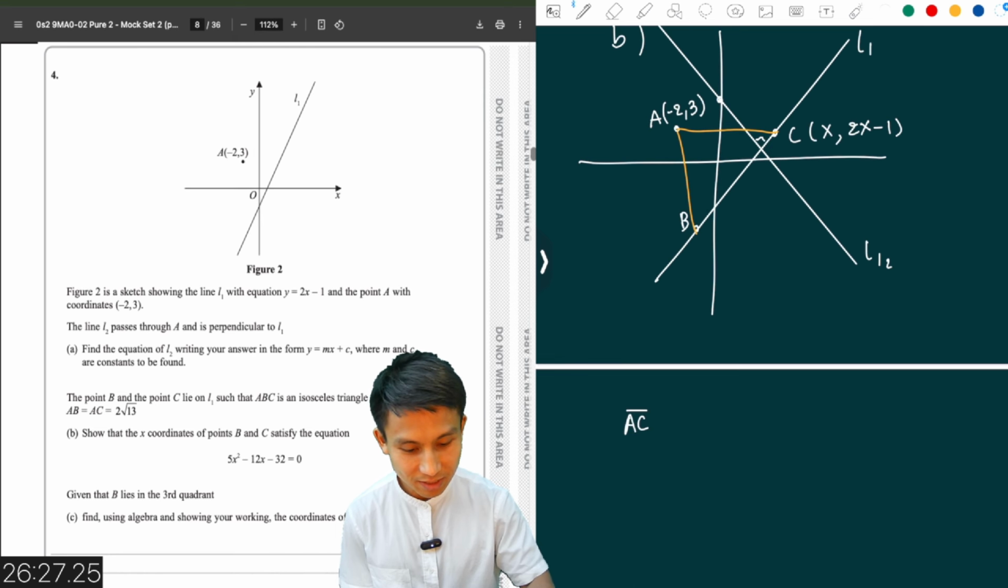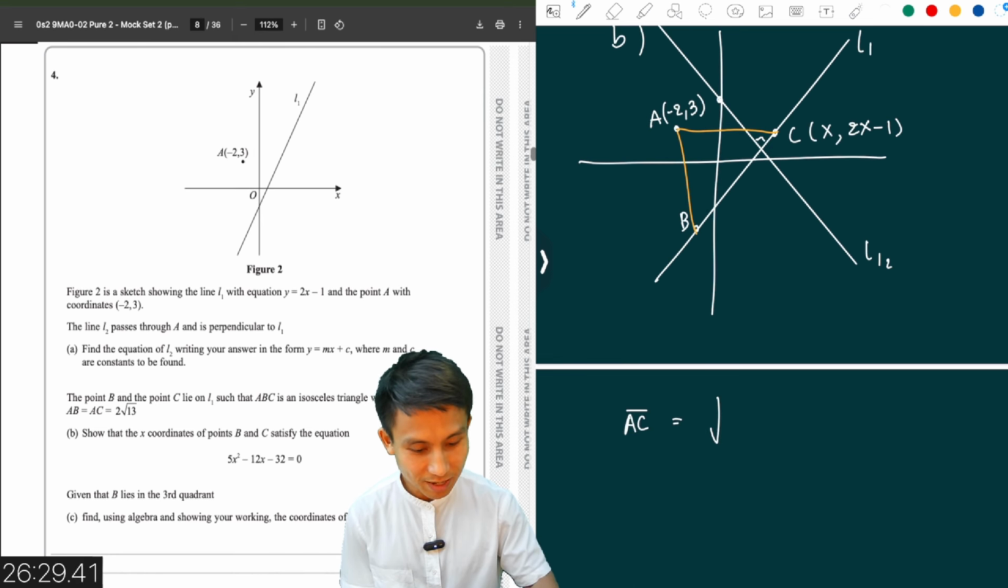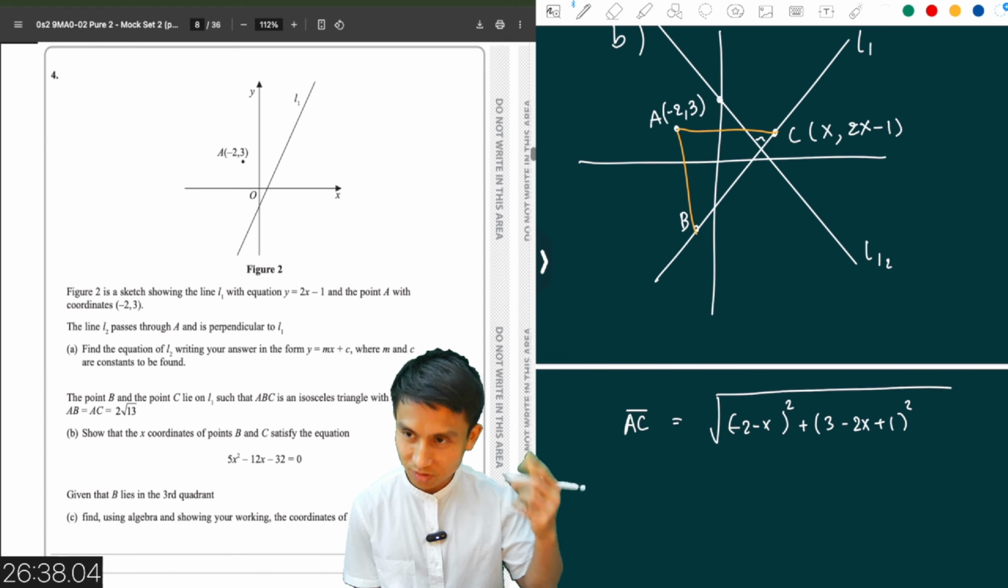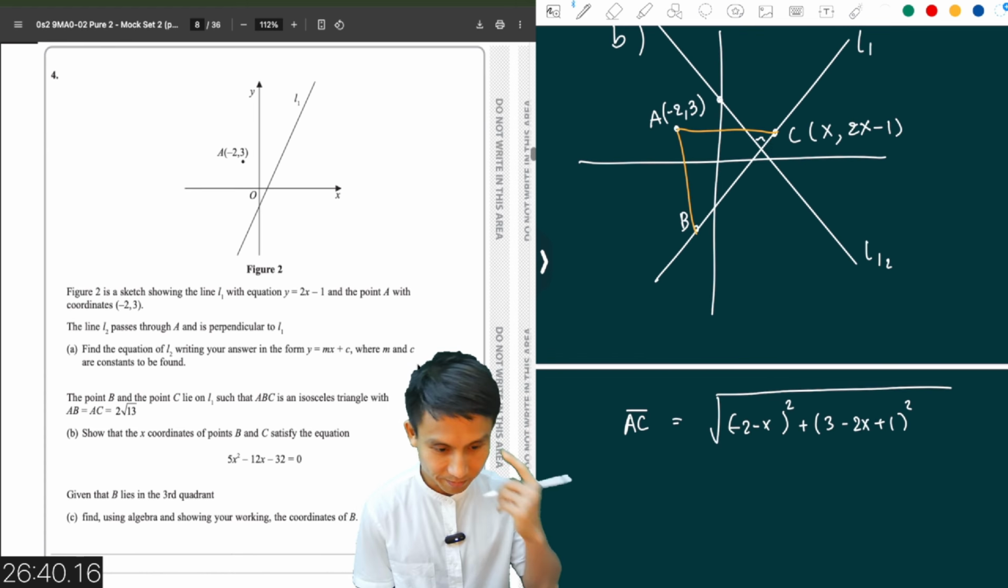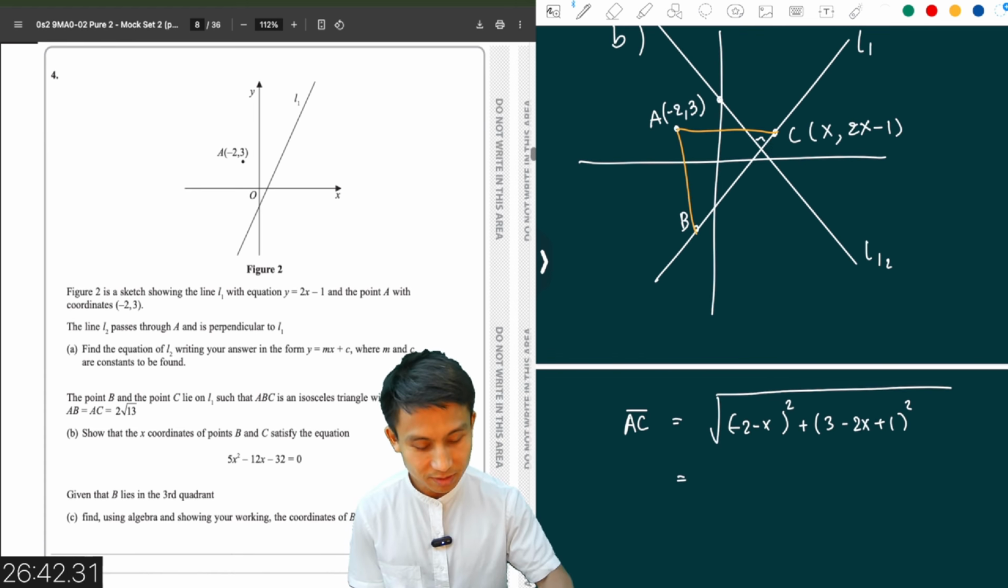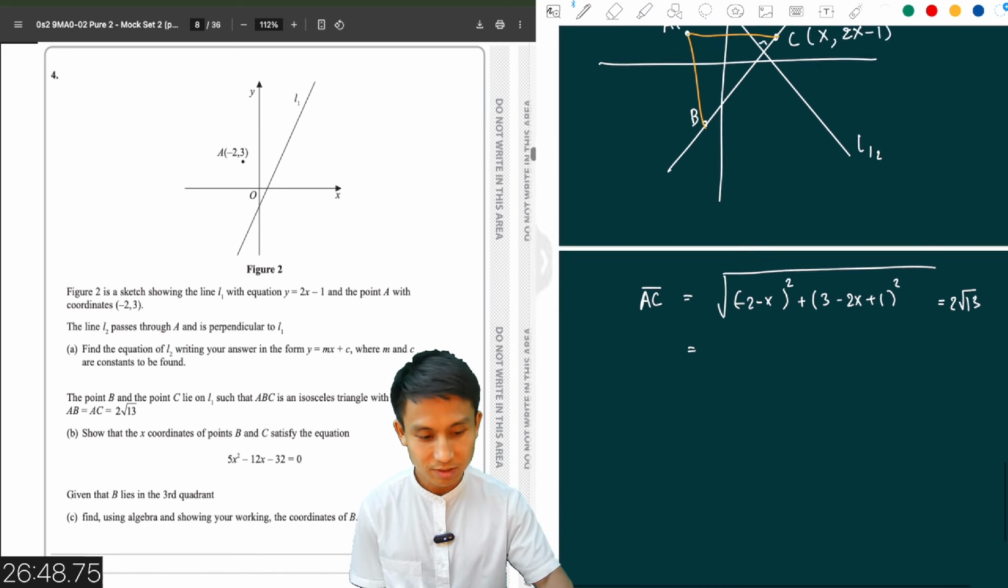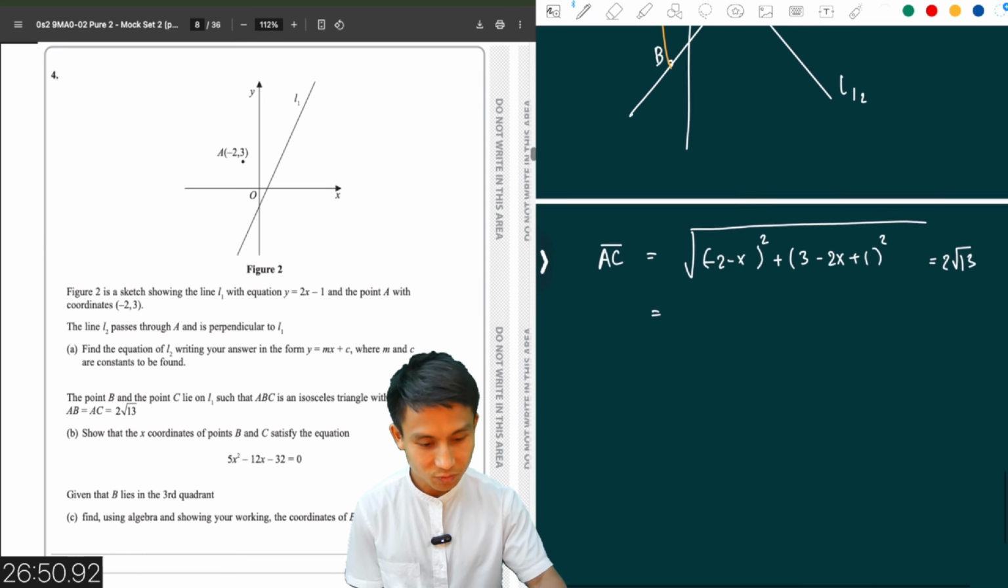So distance AC here equals the Pythagoras of minus 2 minus x, squared, plus 3 minus 2x plus 1. Just do the sign expansion there, you should get that. And then what is this? Well, if we square root that, we get 2 root 13, right? So if we square both sides, the square root will be undone.